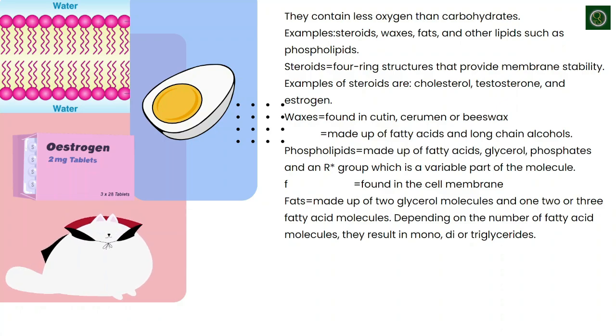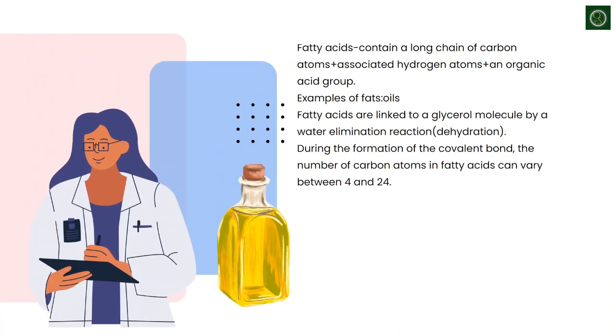Other types of lipids are fats. They are made up of a glycerol molecule and one, two, or three fatty acid molecules. Depending on the number of fatty acid molecules, they result in mono-, di-, or triglycerides. Fatty acids contain a long chain of carbon atoms with associated hydrogen atoms and an organic acid group. Examples of fats are oils.